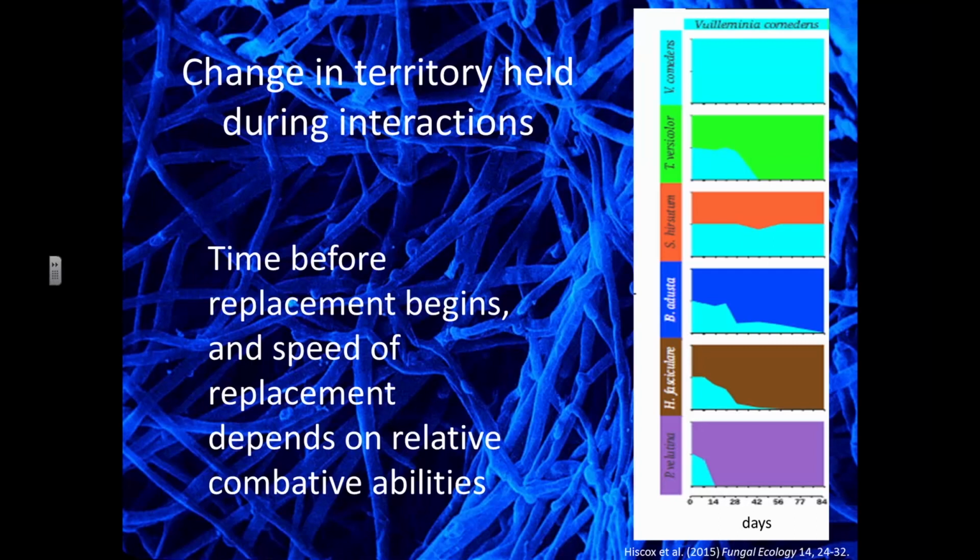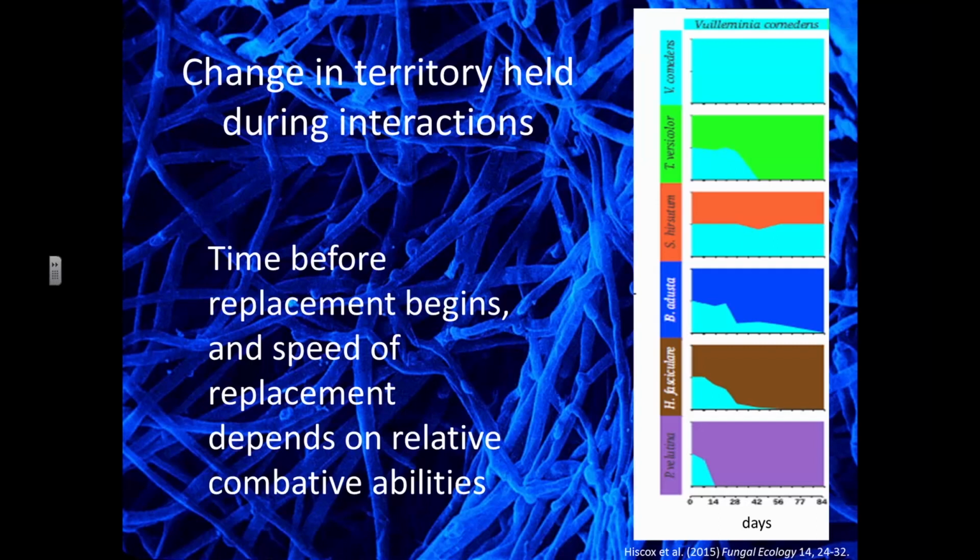After the first week, nothing happened. After the second week, nothing happened. After the third week, after the fourth week, the student was getting frantic by now, thinking this is a total waste of time. But then suddenly, replacement. And that happened very quickly. So maybe that fungus, maybe Trametes, takes a while to get together its arsenal of compounds to beat Vuilleminia.